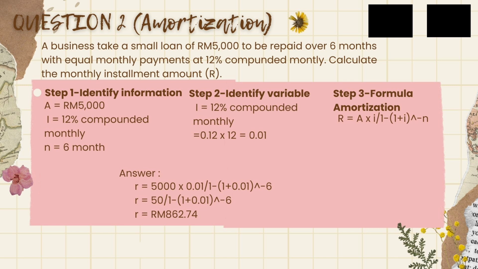So we have to know that the question asks about the monthly installment amount, which is R. R is what we don't know. And A, or present value, or we can say the principal, is 5,000 ringgit. The rate is 12% compounded monthly. So when we break it into small segments, 0.12 divided by 12, we get 0.01.